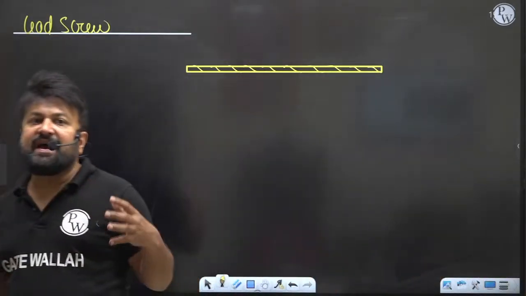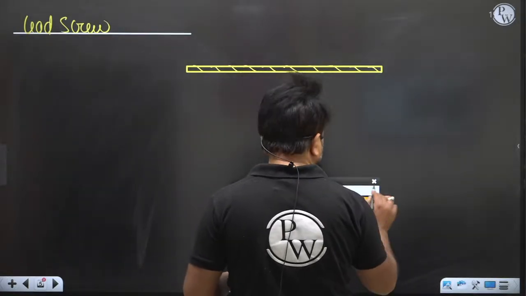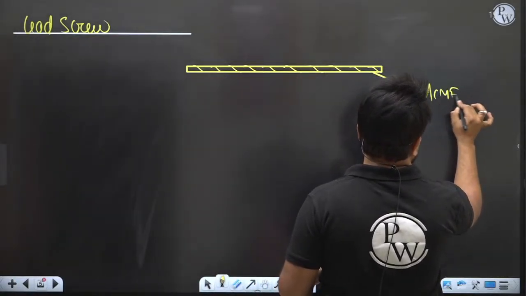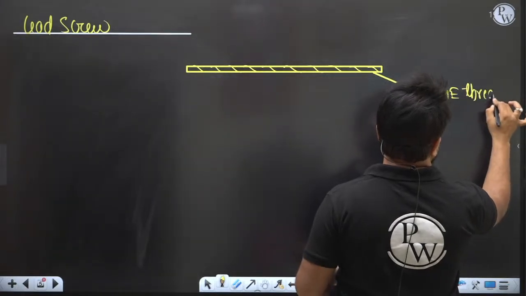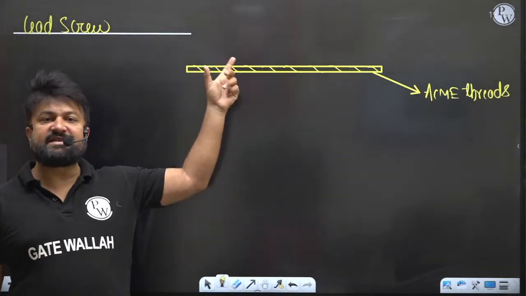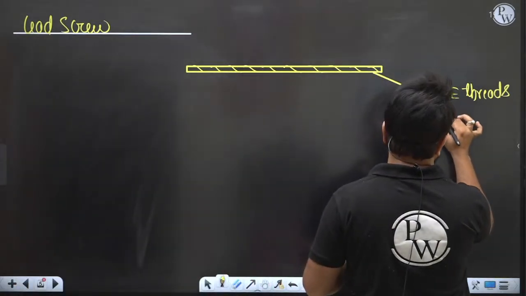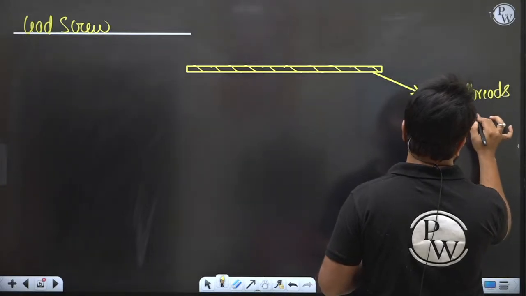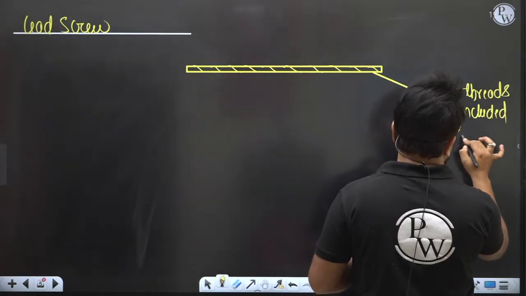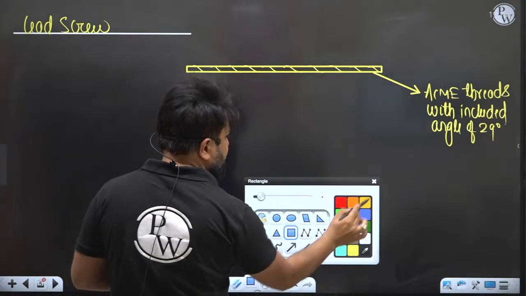Okay, it has Acme threads, right? So this lead screw has an Acme thread with an included angle of 29 degrees, right? Now basically there will be a carriage.